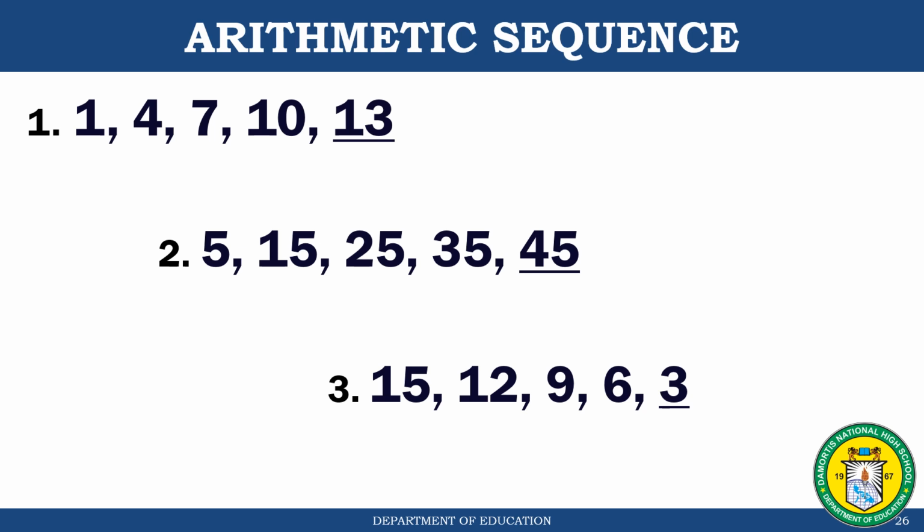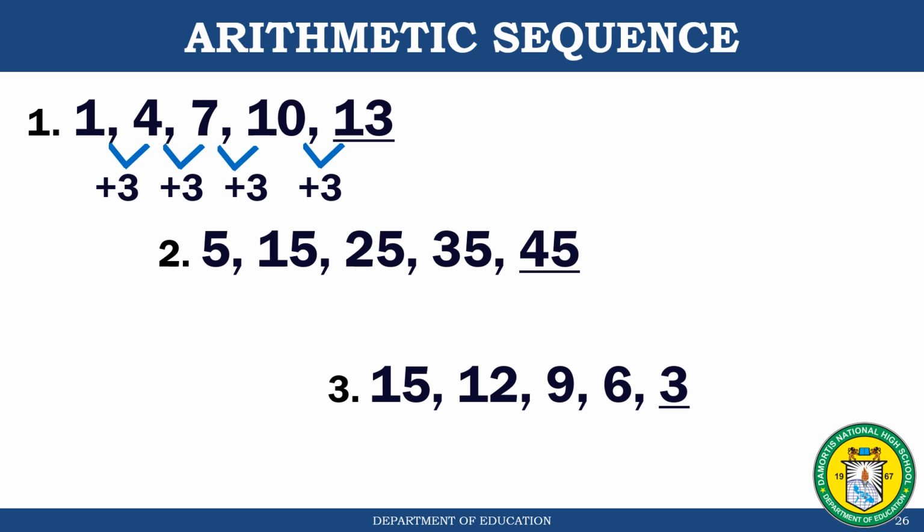Let us try to explore arithmetic sequence by getting the difference of two consecutive numbers from right to left. So we start with number 1. 13 minus 10, the answer will be positive 3. And 10 minus 7, what will be the answer? Still 3. Then 7 minus 4, what is the answer? Yes, it's still 3. And 4 minus 1 will give us 3. So, the difference between two consecutive numbers for number 1 is positive 3.